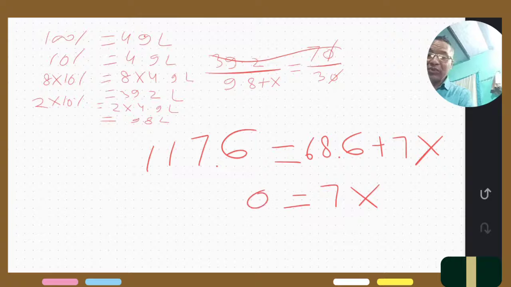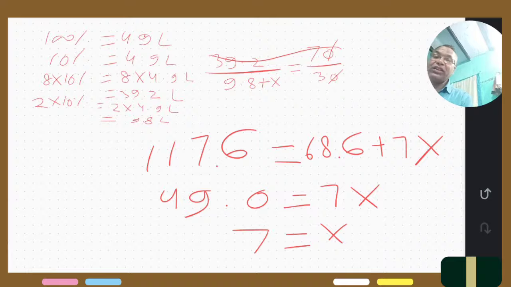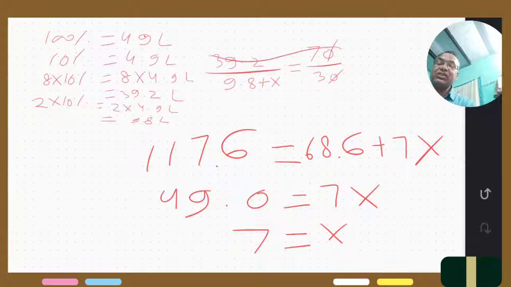So here it will be 0. 7 means 17 minus 8 will give us 9, and 10 minus 6 will give us 4. So 7x is equal to 49. Now x is equal to 7, 7 times 7 is 49. Means 7 liters of water should be added to make the concentration 70%. That way we can solve this question.